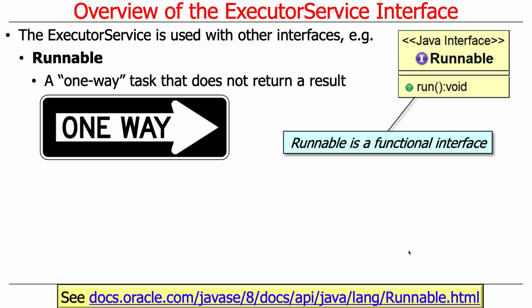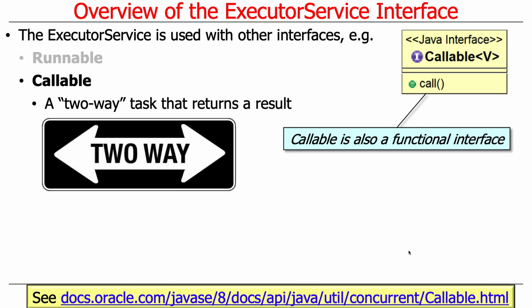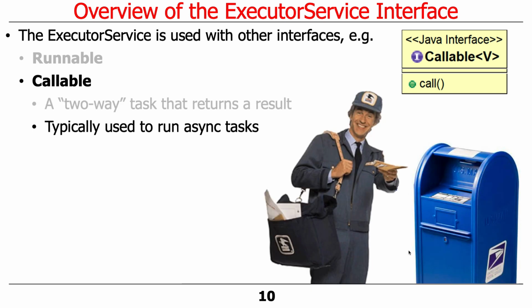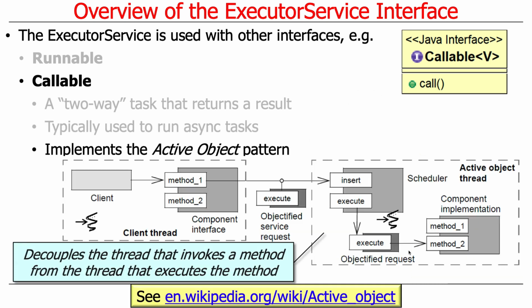So we already discussed Runnable. It doesn't return a value. It's a one-way call. It's a functional interface. Callable is a two-way call where it returns a result. It's also a functional interface. And we typically use this to run async tasks where we expect results to come back. Remember we talked about how executor implemented the command and command processor patterns? Well, executor service can be used to implement the active object pattern.